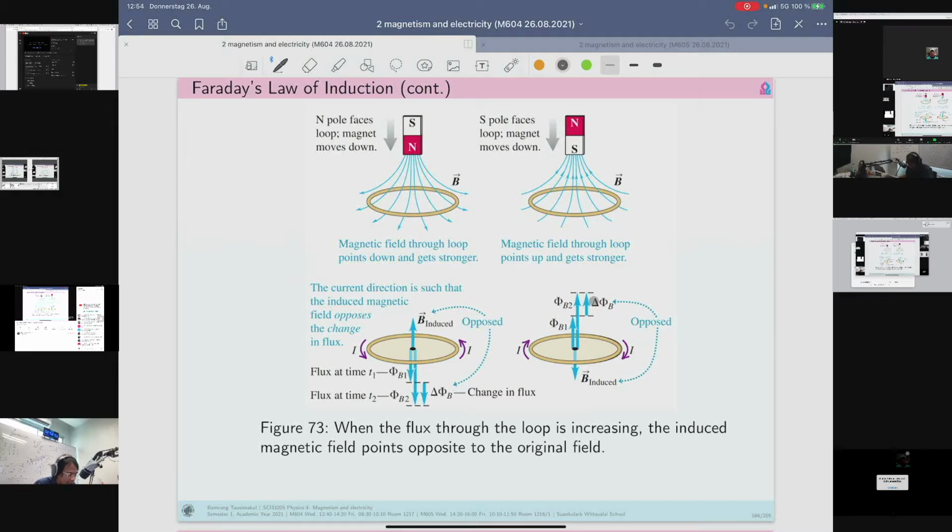The induced magnetic flux is going to point in the opposite way again, opposite to the flux change vector. And here again, the flux change vector is pointing upward, which is opposite to the situation on the left side.